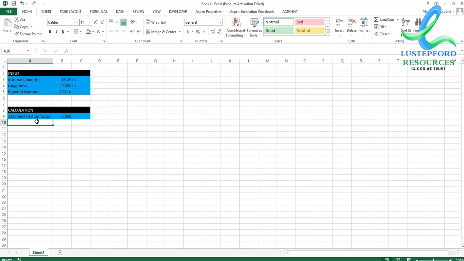Now I'll calculate for Colebrook. I'll use the Colebrook equation. Let me call this Colebrook equation. Now let's call this one modified Colebrook.